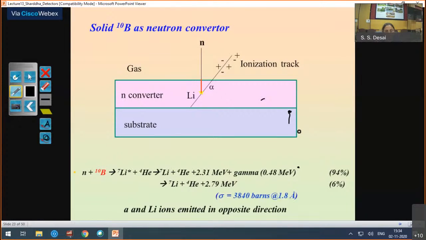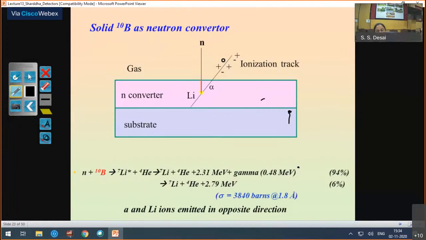So again, similarly, what we saw was the gaseous form of boron, but now we have a boron coating on a substrate, and the reaction takes place in the solid converter. When you have a boron layer, a neutron interaction takes place and a lithium and alpha particle are released. They travel through the solid as well as entering the gas medium.